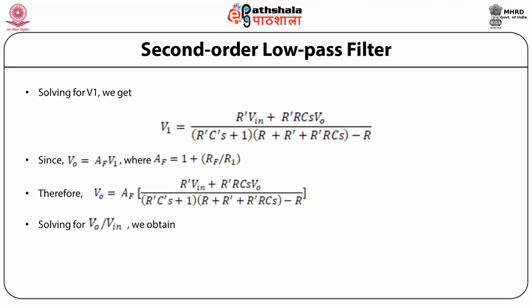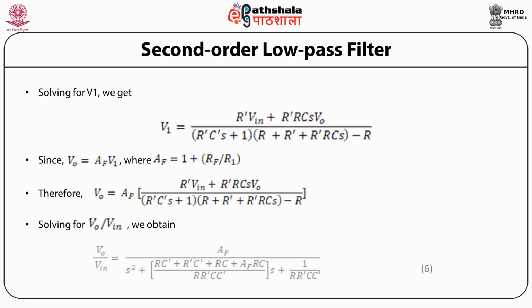Solving for V naught by Vn from the above equation, we obtain V naught by Vn is equal to AF divided by S square plus within the brackets RC prime plus R prime C prime plus RC plus AF RC divided by R prime C prime brackets close into S plus 1 divided by R prime C prime.